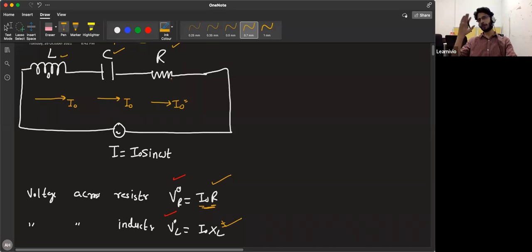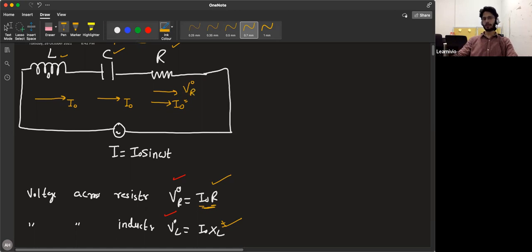Just check whether in a circuit having a resistor, current and voltage are in the same phase or in different phases. Same phase. Current and voltage are in the same phase. So that is V naught R.